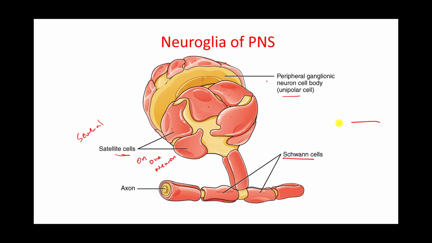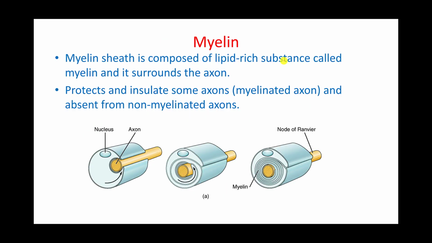Here we have the axon, and on the axon there are several Schwann cells. So it's not one cell for several axons. No, here one axon needs several cells. So for the myelin, we have been talking about the myelin sheath. It's a substance that is very rich in lipid that would surround and insulate, as you can see in the images, the axon.